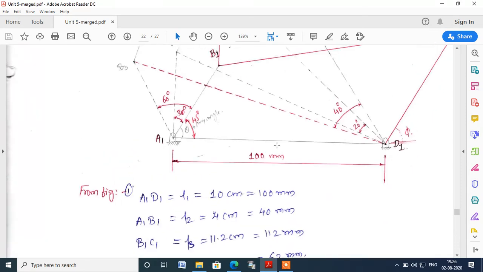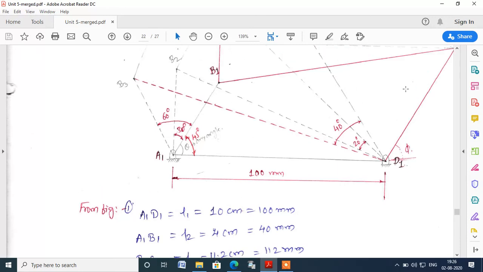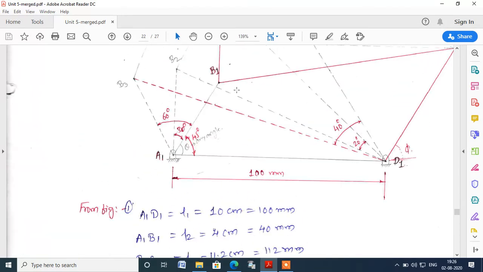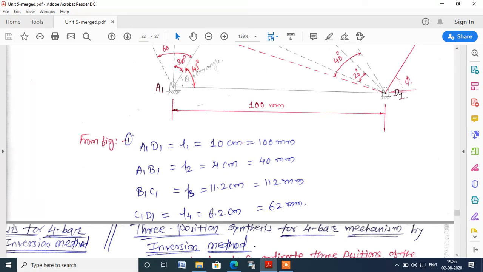Then measure the lengths. Already A1 D1, L1, is 10 cm, 100 mm. A1 B1 we have taken 40 mm, so L2 is 40 mm. Then measure B1 C1. I got this 112 mm. Then measure C1 D1. I got this 62 mm. You also measure these. There may be some variation in your answer, so 5 to 10% variation is acceptable in the answer.